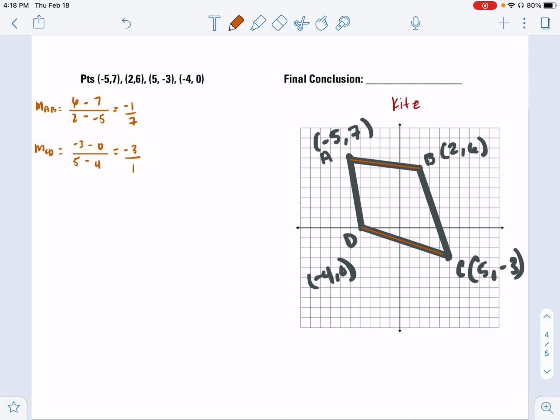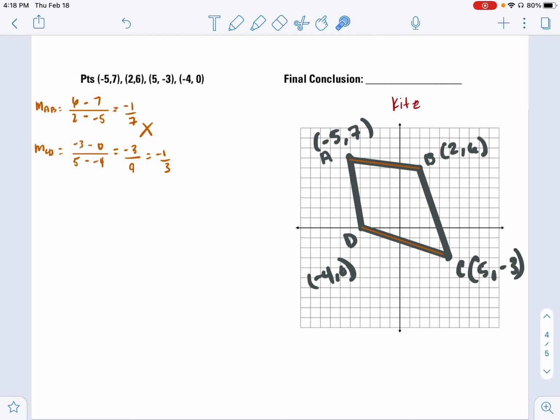I have done something wrong. That's what I have done wrong. That should have been a -4, making that a 9. So this becomes -1/3. So here, looking at this, no, my opposite sides are not parallel.